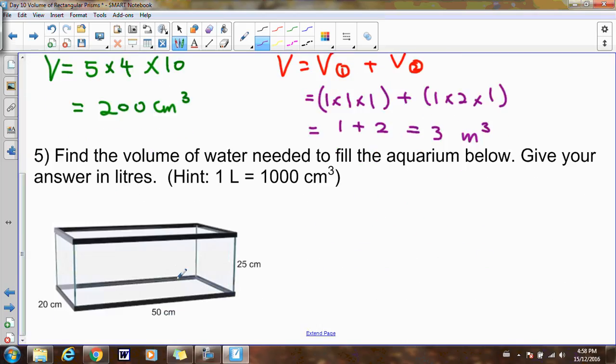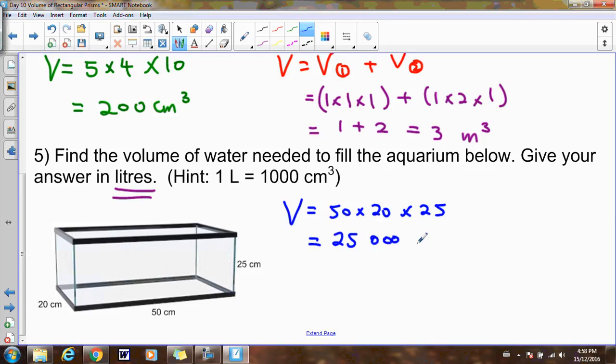All right. This is a very nice real-life problem. It says find the volume of the water needed to fill the aquarium. Give the answer in liters. Great conversion question. So let's find the volume first. It's measured in centimeters, so we're going to have 50 multiplied by 20 multiplied by 25, and you will get the answer 25,000 centimeter cubed, because these things are measured in centimeters right now.